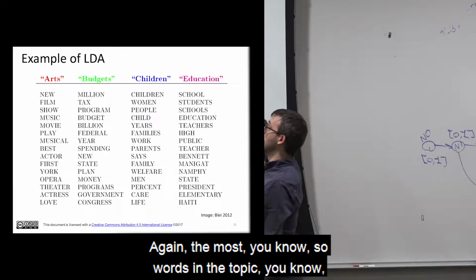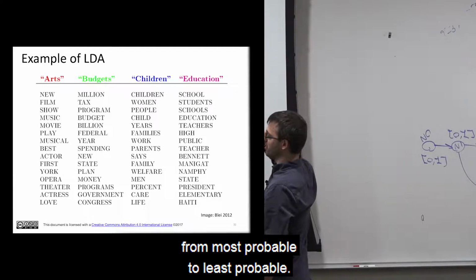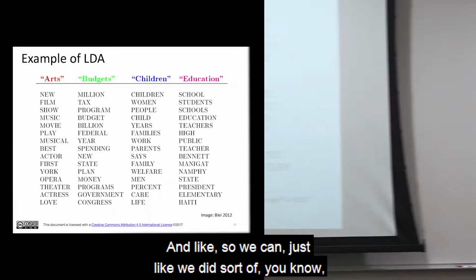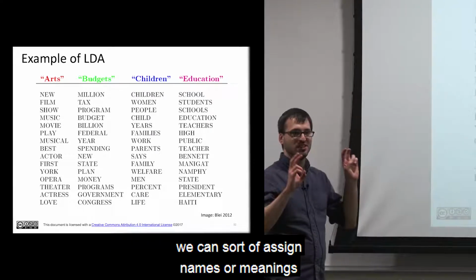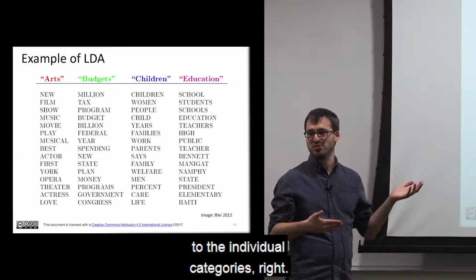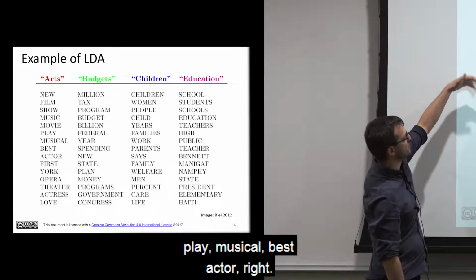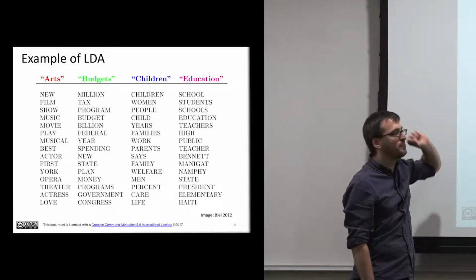And again, the top words in each of these columns are ordered from most probable to least probable. We can look at what we get at the end, and like I said, just like we did when I was describing the algorithm, we can assign names or meanings to the individual categories. So this first category with new, film, show, music, movie, play, musical, best, actor, this sounds like it's a category about the arts.